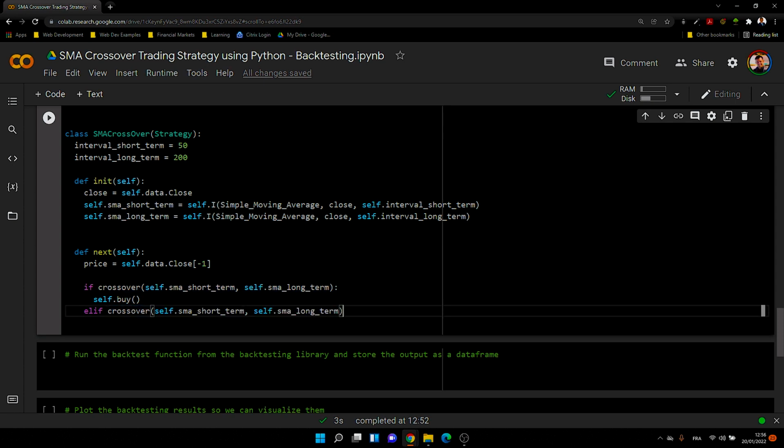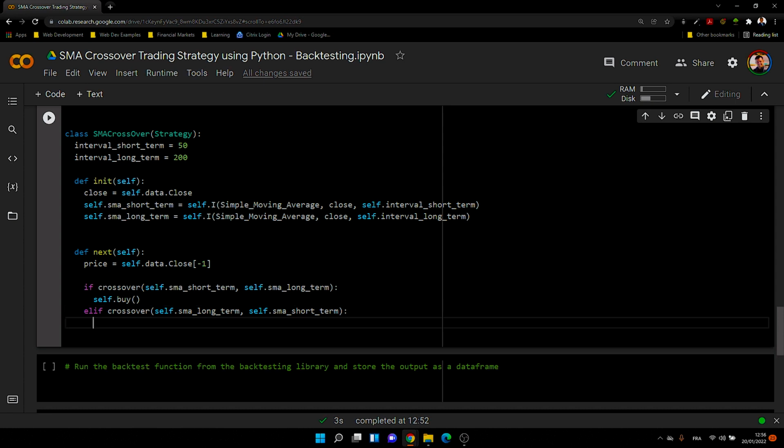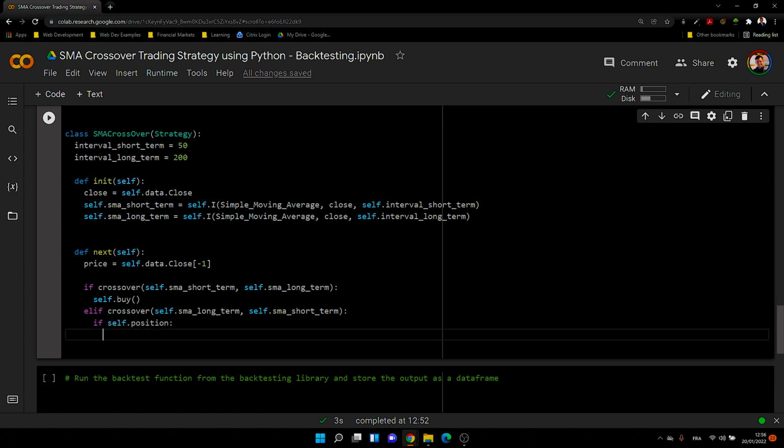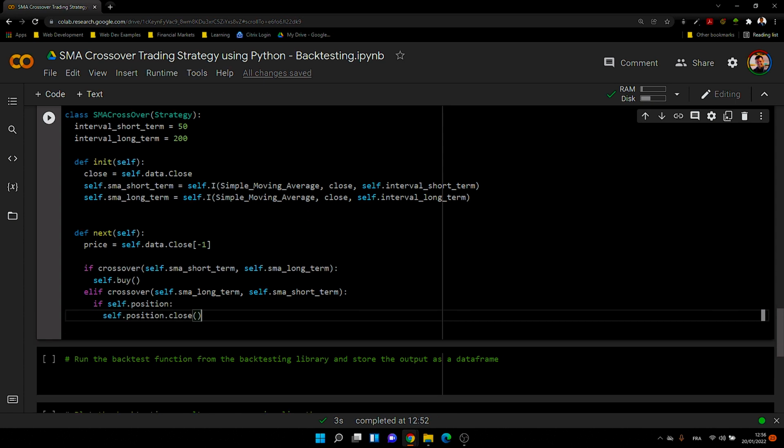And we'll paste this here and say that self.crossover SMA long term crosses over our short term. Then in this case, we will check if we have a position. So if self.position without the brackets, then self.position.close. So we will do a buy only strategy. We will not go short.